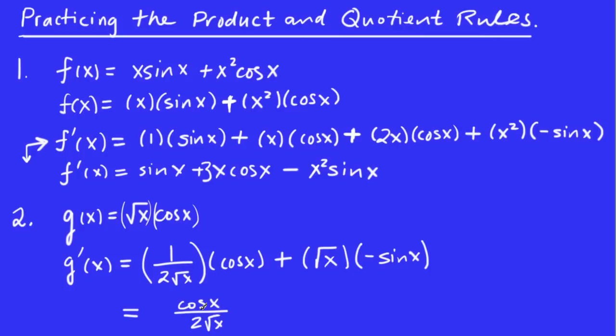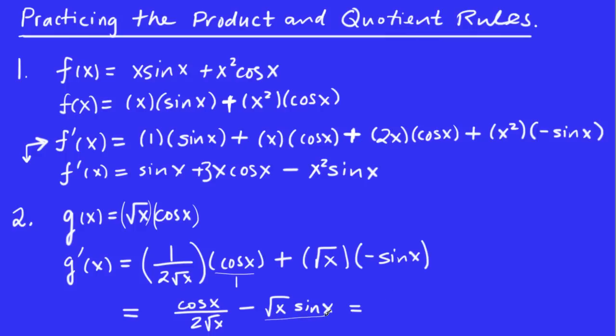This factor can be written like that, right? Of course, you think about this as over 1, and 1 times cos x is cos x, and 2 root x times 1 is 2 root x. And this minus sign can be brought out front, and we can get rid of these unnecessary brackets. And so that's the answer that's simplified. We could even get a common denominator here, just for practice. Why don't we do that?